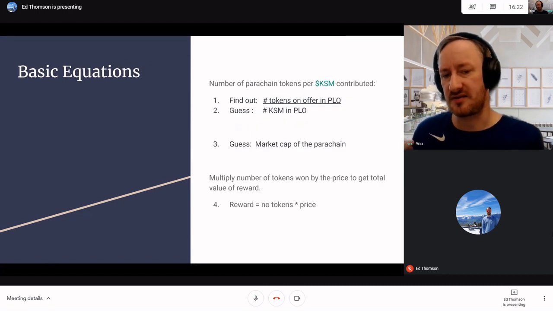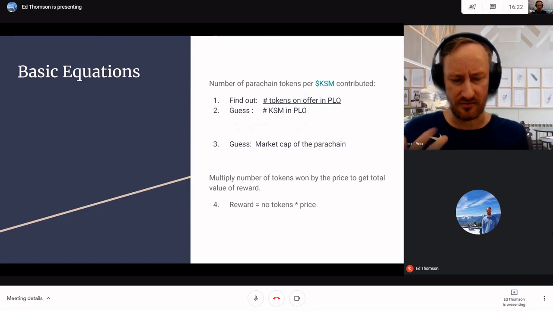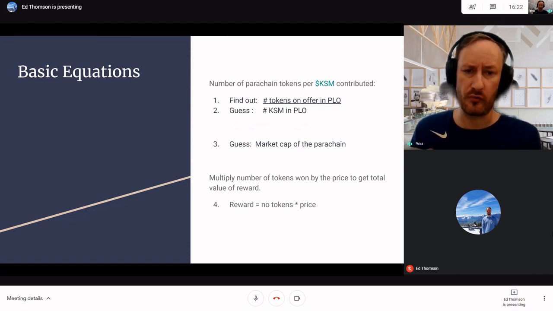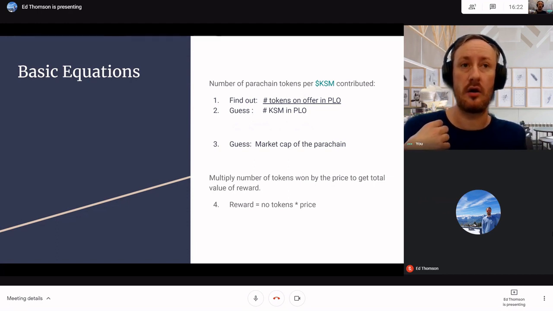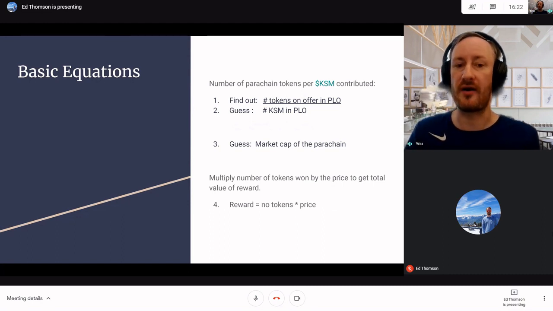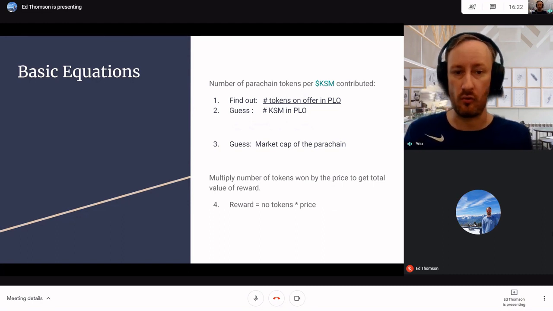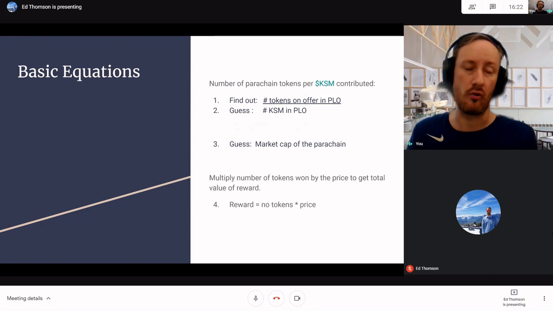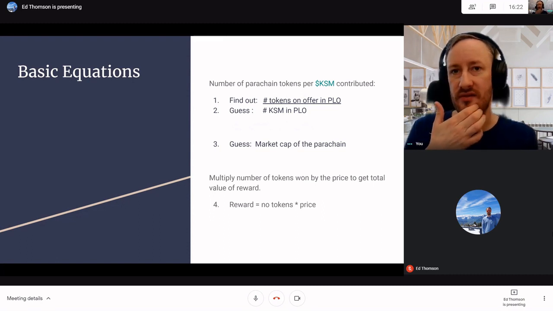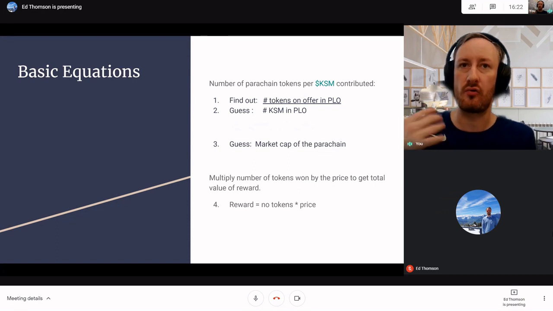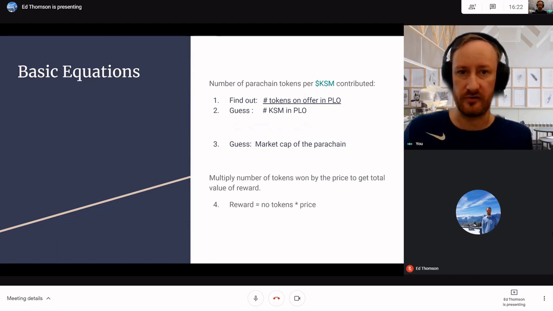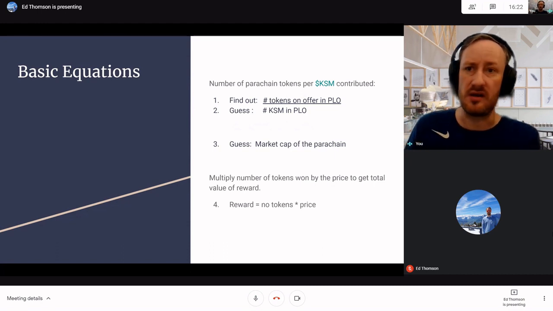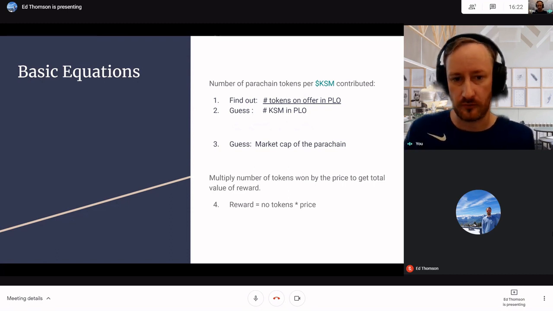I said there'll be a couple of basic equations, and here there are basically two. Number 1 and 2 are basically the same equation, it's just a fraction. You need to go to the project website and find the number of tokens on offer for the PLO. Then you have to guess the number of KSM, or the number of DOT, that will chase that PLO. This is a very simple fraction: how many tokens can you, the community, receive, versus how many tokens are being contributed. That's the main calculation to do.